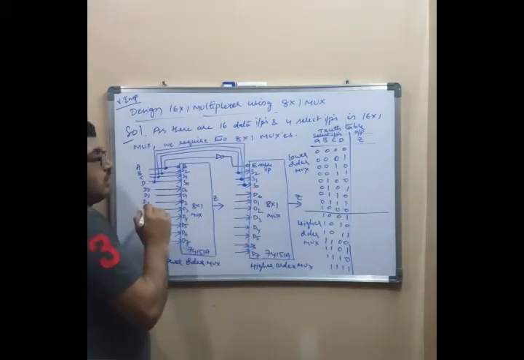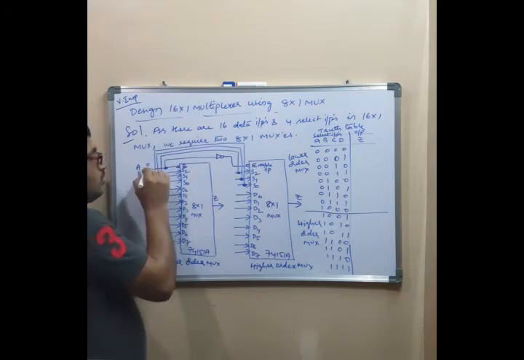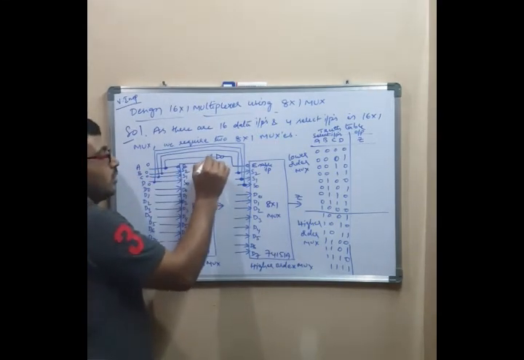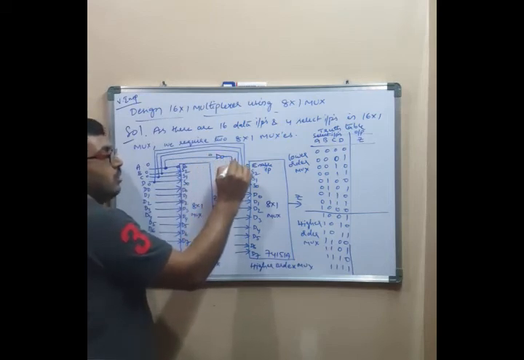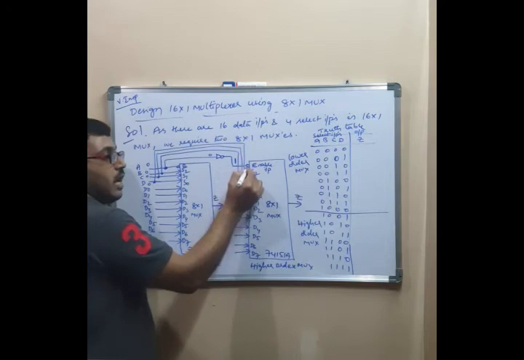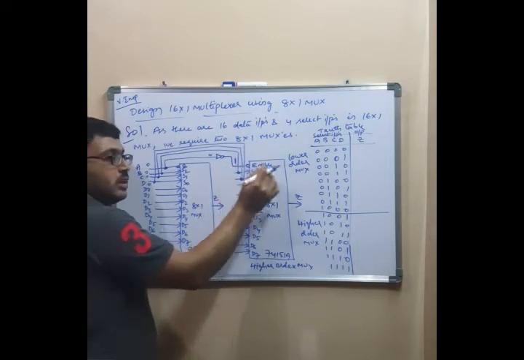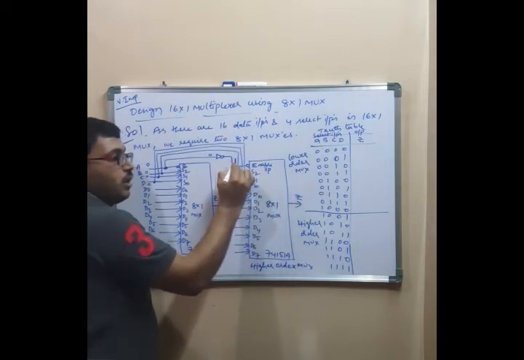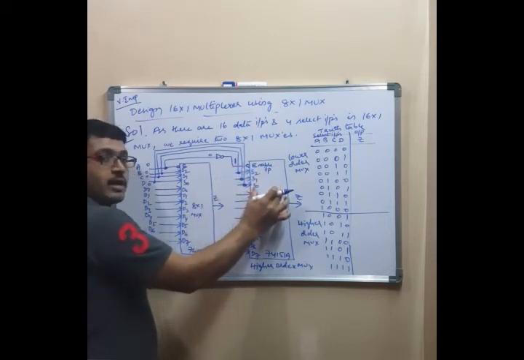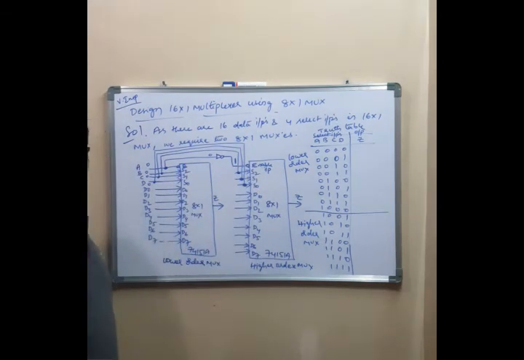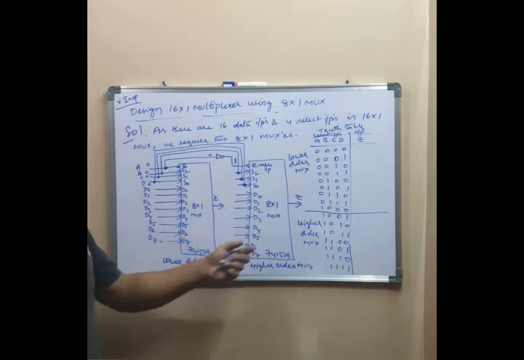What happens here? See, 0 0 0 0. Here 0 is going to the inverter, it will become 1, and as this is an active low input, this is deactivated. You are giving input 1 to this. This will be active when 0 appears at its input, because these two are active low inputs. Whenever 0 is passed to the enable input, that corresponding multiplexer will be enabled.